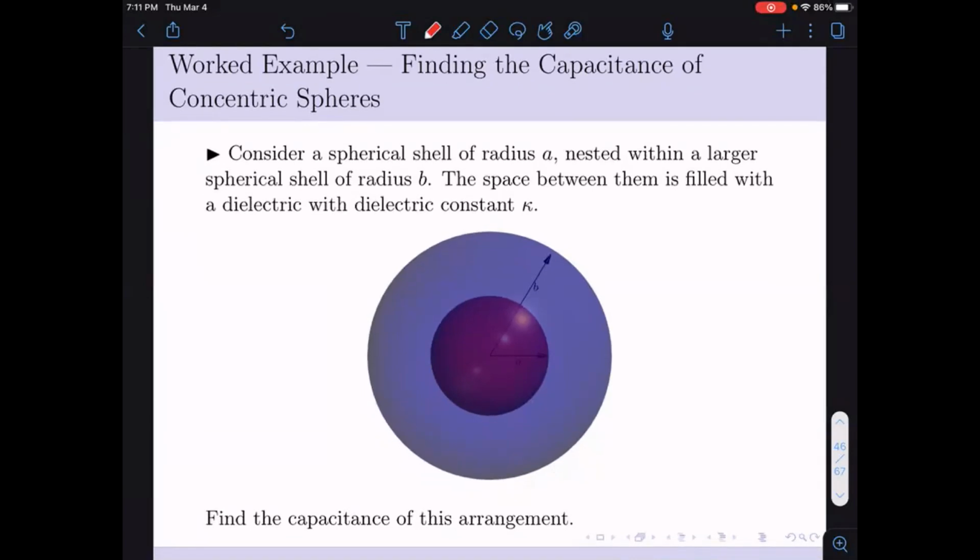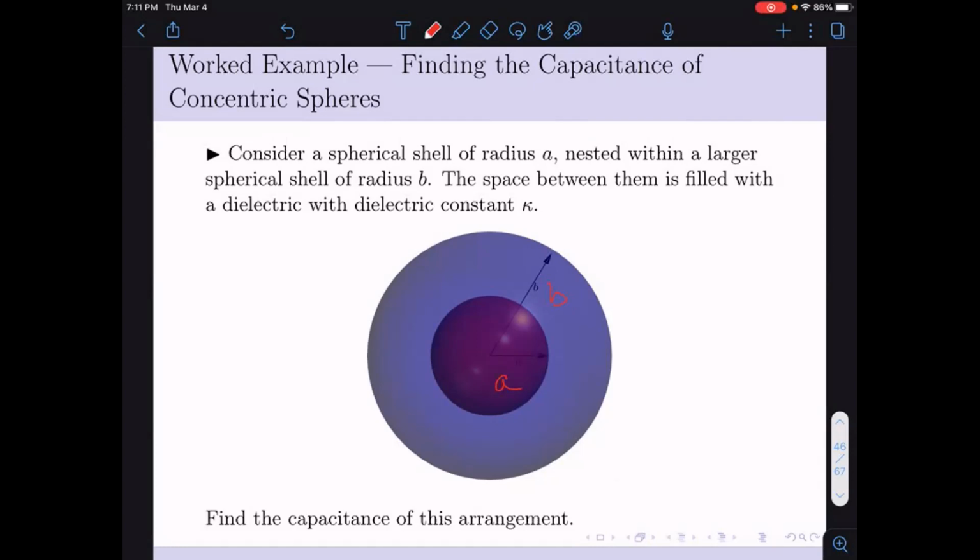I've got some object, in this case, a spherical shell of radius A. I know it's kind of hard to see here, but this is radius A, the inner radius. And then it's nested within a larger spherical shell of radius B. So B is the outer radius, A is the inner radius. The space between them is filled with a dielectric with dielectric constant K.